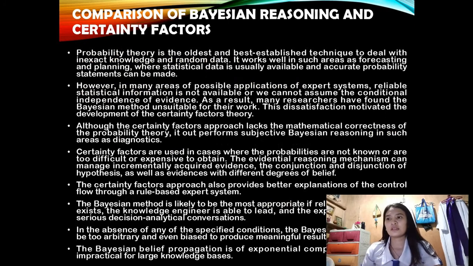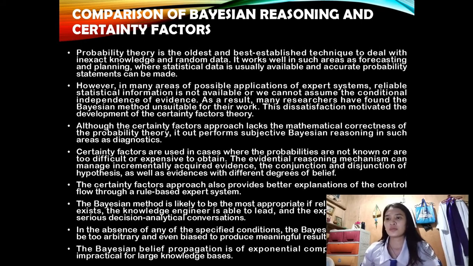Comparison of Bayesian reasoning and certainty factors. Probability theory is the oldest and best established technique to deal with inexact knowledge and random data. It works well in such areas as forecasting and planning, where statistical data is usually available and accurate probability statements can be made. However, in many areas of possible application of expert systems, reliable statistical information is not available, or we cannot assume the conditional independence of evidence. As a result, many researchers have found the Bayesian method unsuitable for their work. This dissatisfaction motivated the development of the certainty factors theory.